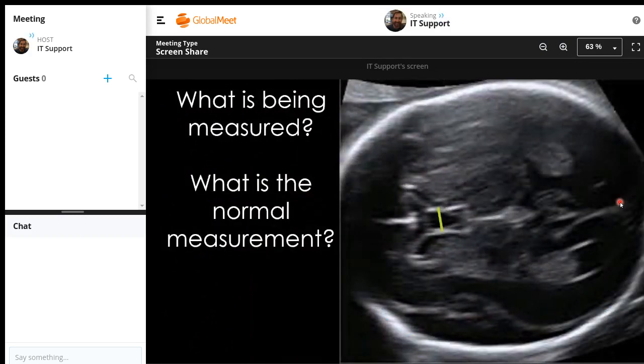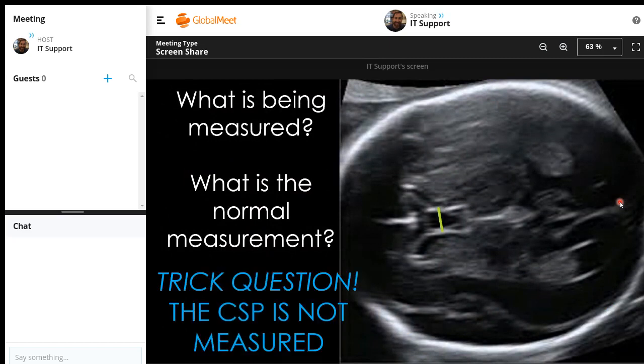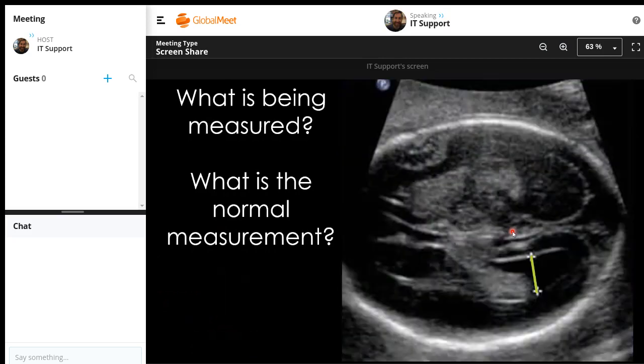What is being measured and what is a normal measurement? This is a trick question. The CSP is not measured. This is that area in the front of the brain that is closely related to the corpus callosum. Some people do measure the CSP, but this should not be something that is measured. Sorry, I'm the instructor that gives you trick questions.